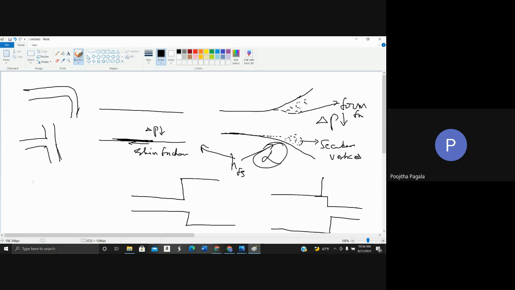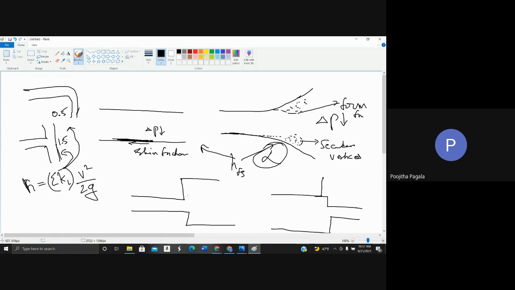So you use a velocity head. Loss in each case is equal to KL into V square by 2G, summation KL into V square by 2G. So KL has a different value for each situation. For example, KL could be 0.5 for this bend. KL can be pretty high, 1.5 for a T junction.